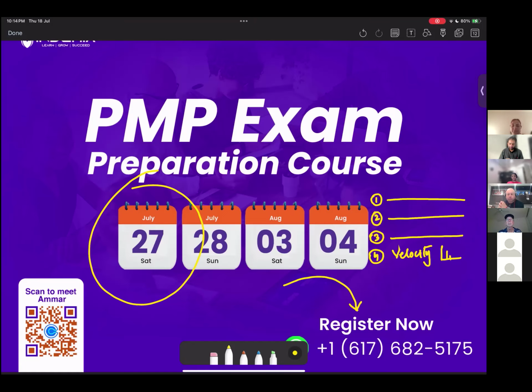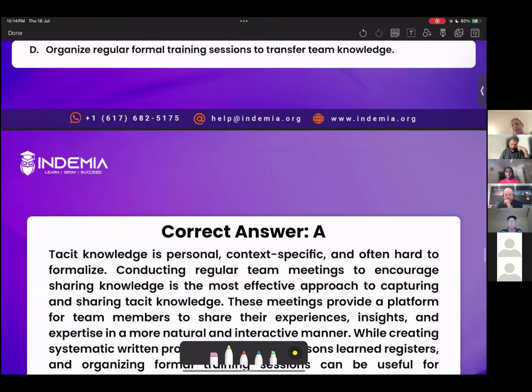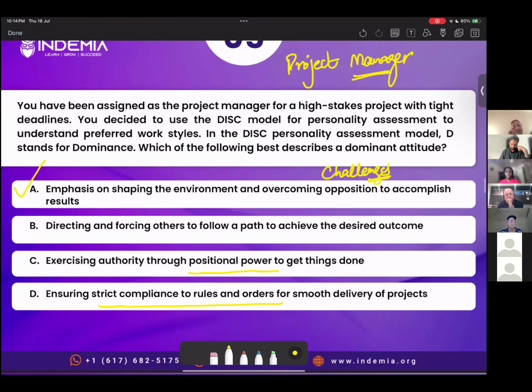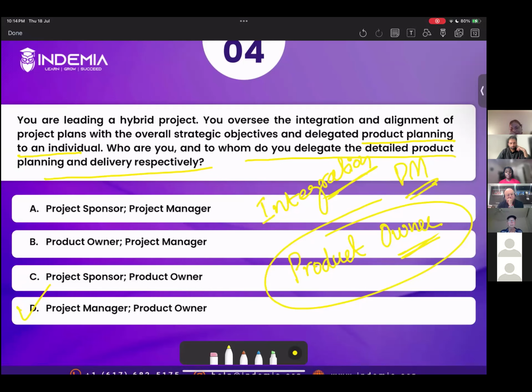Basma, you want to say something? Yes, I have a question regarding question number 4. I noticed that B and D are about the same answer, but it's which one comes first between product owner and the project manager. And you said it's D. Is it because of how the question is worded, and you choose the first one, which is the project manager, and then the second one, product owner, or are both correct?